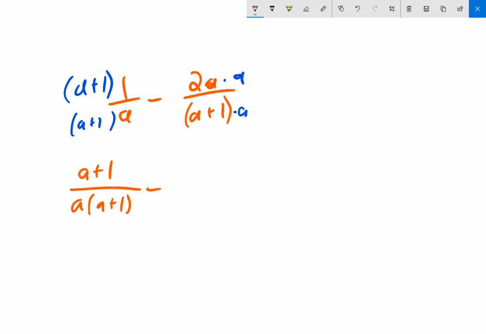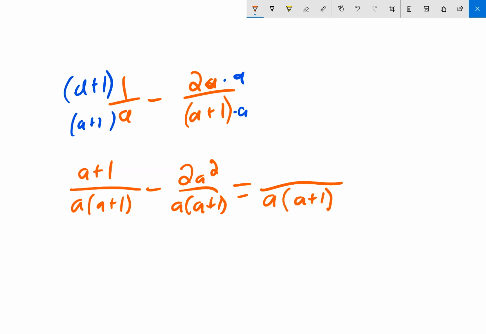Minus, and the other one will be 2a squared, and then, of course, a plus 1 on the bottom. So I've got my common denominator. My common denominator is going to stay my denominator, okay? And now I have to subtract the tops. There are no like terms on the top, a plus 1 minus 2a squared. So really, it'll just be the minus 2a squared, a positive a, and a positive 1.